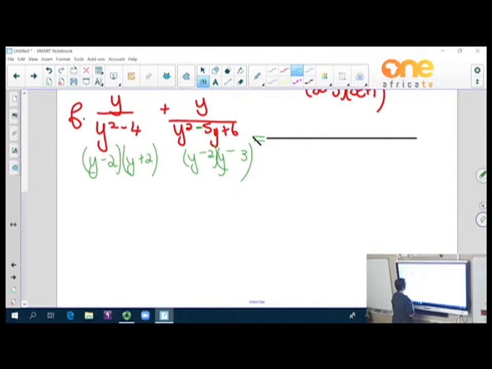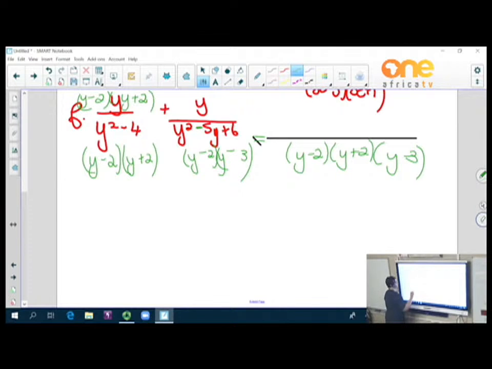Is equal to. Okay, so what is the LCM? I need a y minus 2. I need a y plus 2. I need a y minus 3. So that is my LCM. So I multiply with y minus 2, y plus 2. And here I multiply with y minus 2, y minus 3, and cancel.